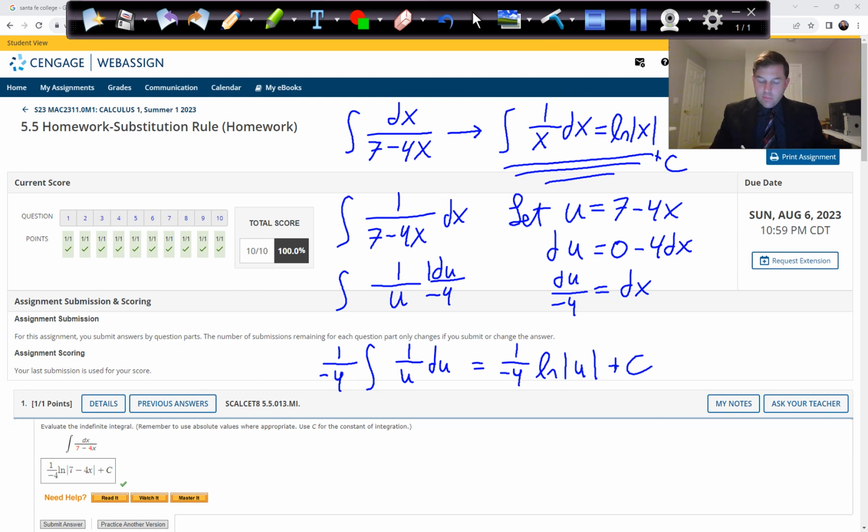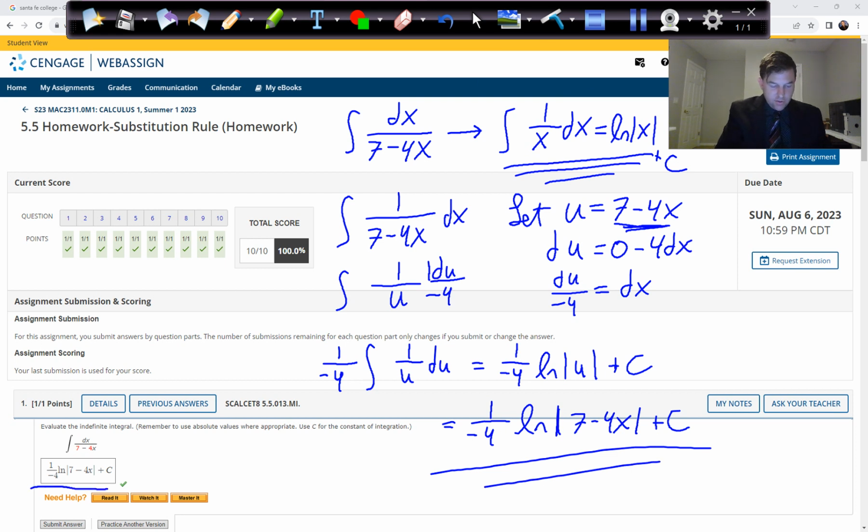Okay, now the last step is let's replace u with what it was. u is really 7 minus 4x, plus the c. And that would be the antiderivative or the integral of that function. There is no way to break that up or try anything that we learned in previous sections to do this integral. You have to use u-substitution for this one.